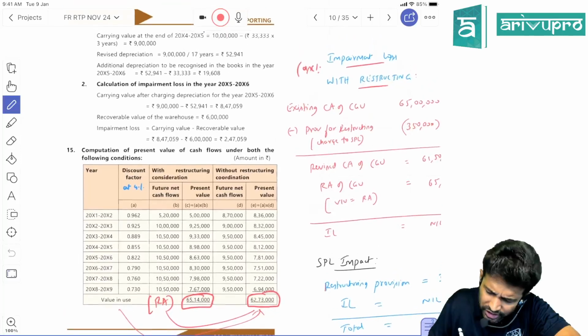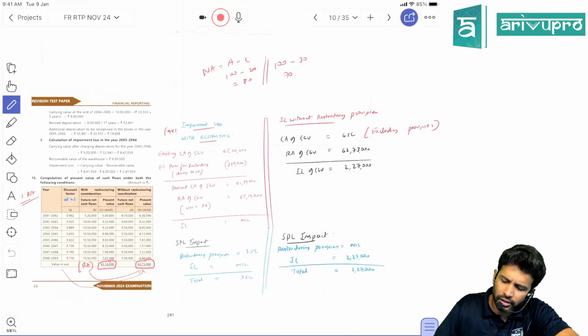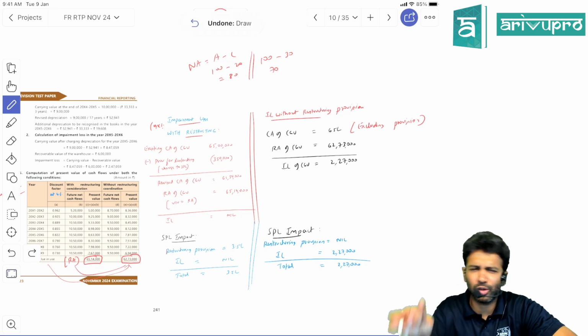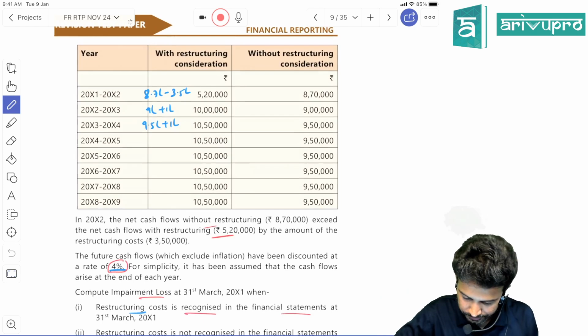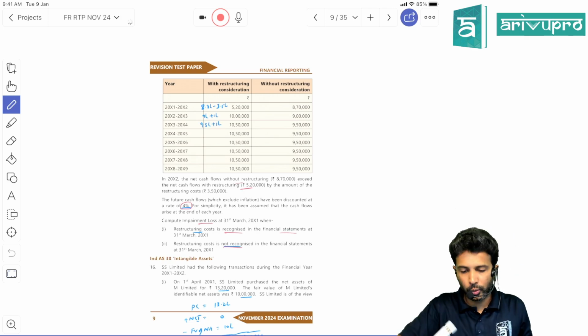Put this up as working note number 1. You calculate the recoverable amount. Then put up this and this. This is your final solution. That's all you have to do. If you calculate this, you'll get around 6 to 8 marks. Very, very straightforward question. So this was about your question number 15. I hope I can go for question number 16.